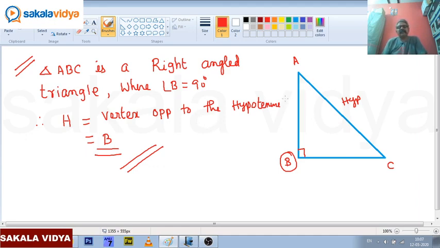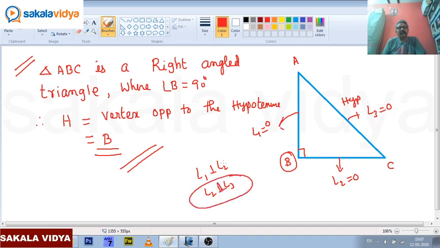For example, say AB is L1 equal to 0, BC is L2 equal to 0, AC is L3 equal to 0. Then if you are asked to find the orthocenter of the triangle formed by the lines L1 = 0, L2 = 0, L3 = 0, we need to check whether L1 is perpendicular to L2 or L2 is perpendicular to L3. For example, if L1 is perpendicular to L2, the point of intersection of L1 = 0 and L2 = 0 becomes the orthocenter. So that we need to remember.